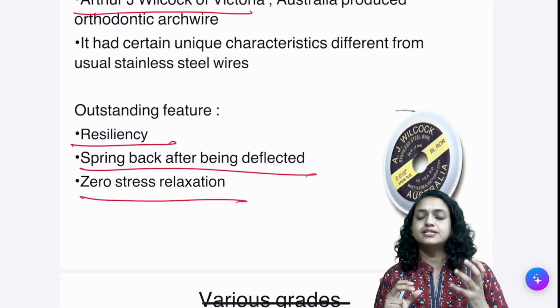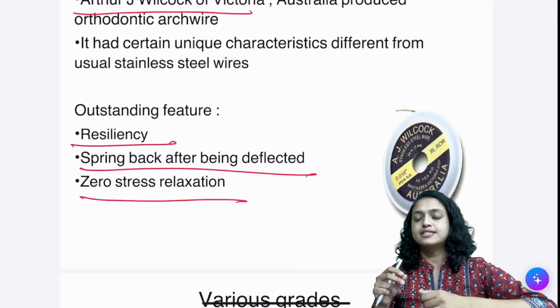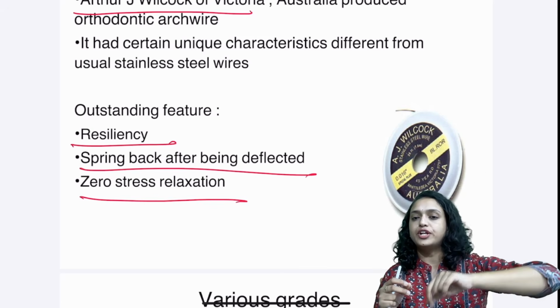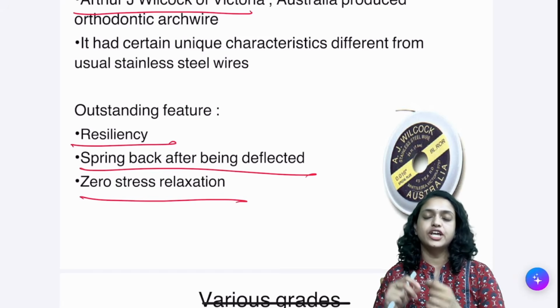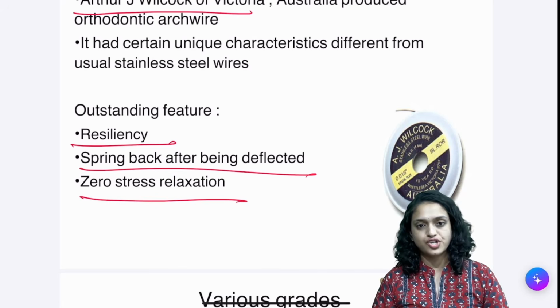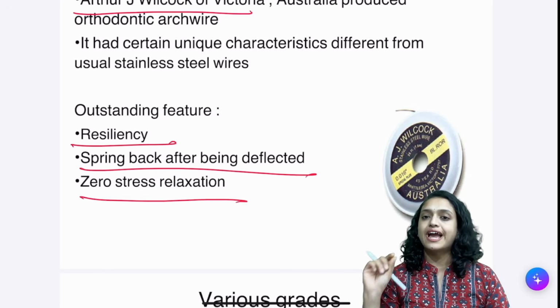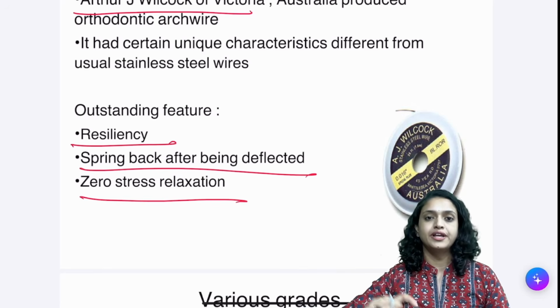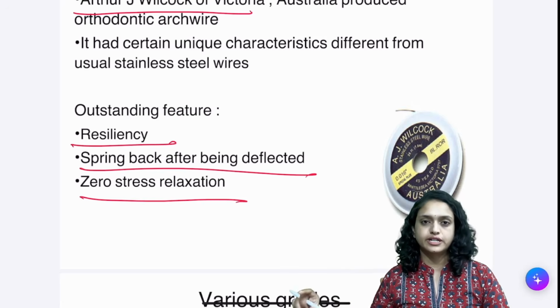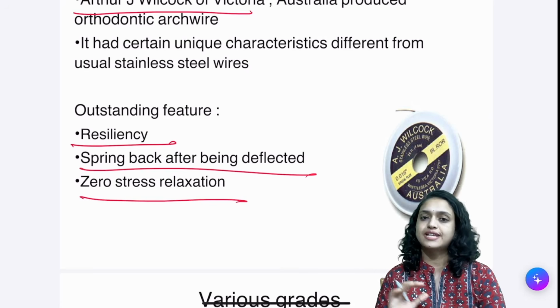In some wires, the stress incorporated in the loop gets slightly deactivated when you engage it into the arch, into the bracket. But when you do it with the AJ Wilcock arch wire, there is something called a zero stress relaxation. Whatever activation has been incorporated will be there constantly. The material does not lose its activation.